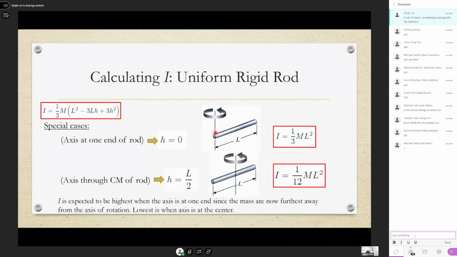You try to turn something, and a lot of mass is far away from the axis. You're going to feel very high resistance. That's why, if you want to rotate things, the mass should be placed close to the axis.